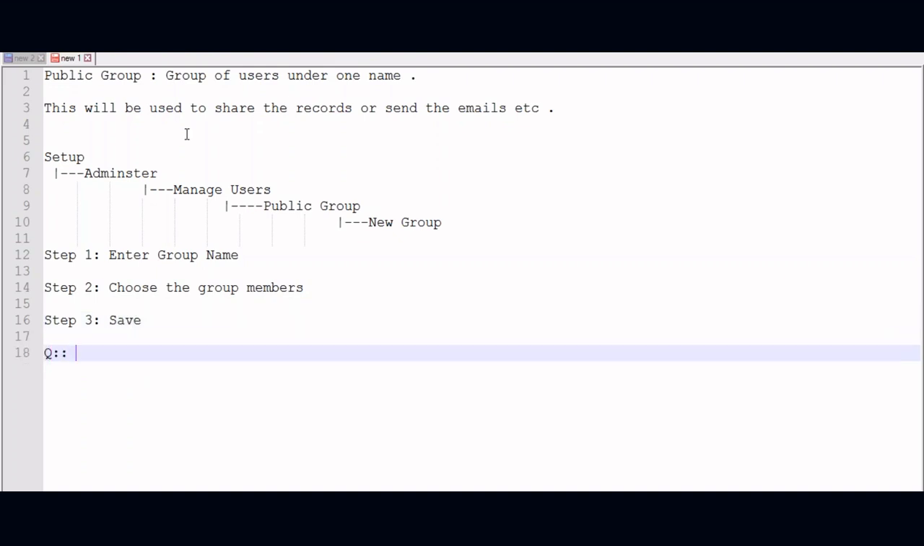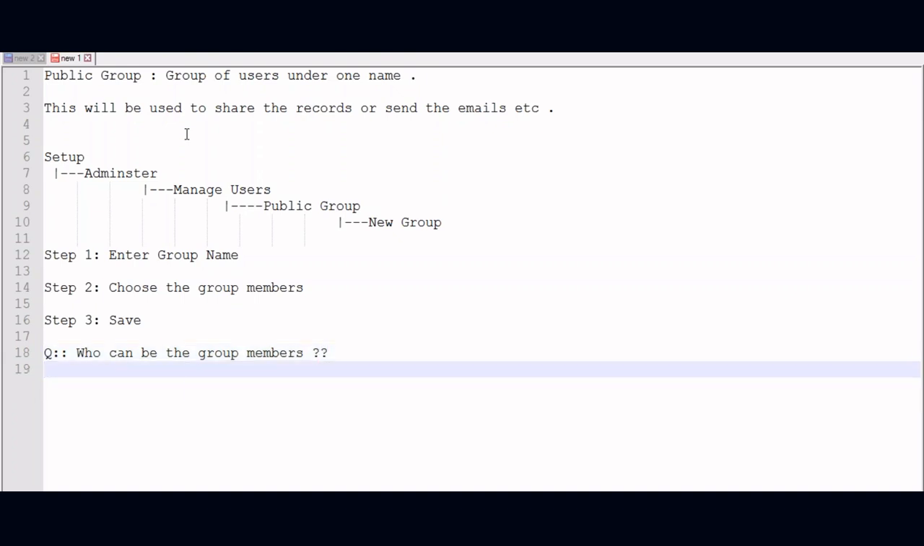Question is, who can be the group members? User, a user with a given role, role and subordinate. Who can be the group members? User with a given role, role and subordinate, public group. User, role and subordinates, public groups.